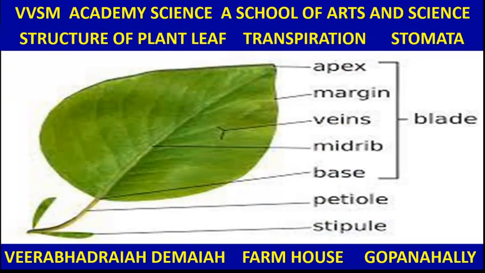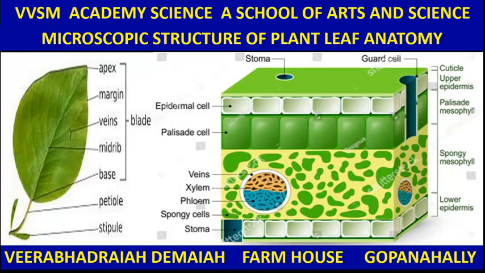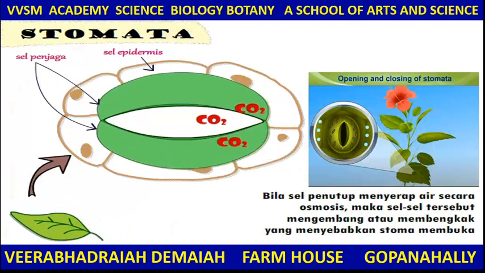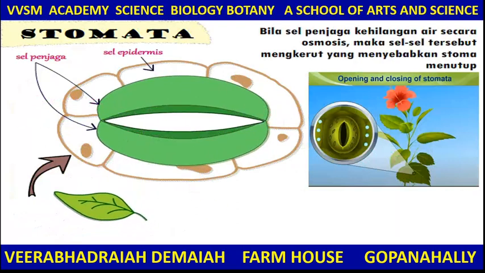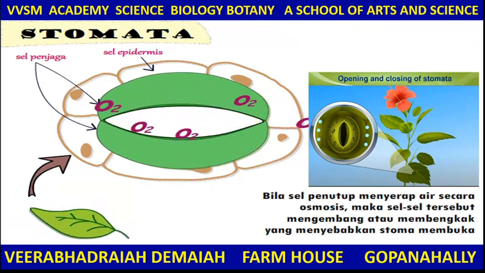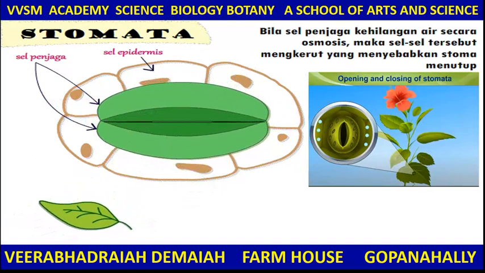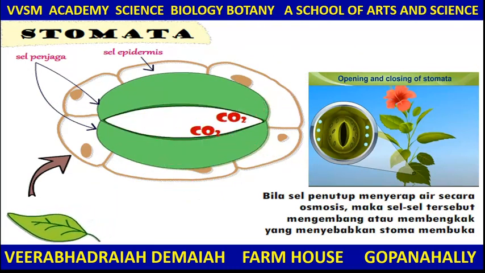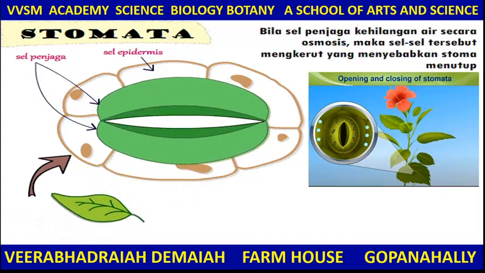The anatomy of the plant is also important in transportation in plants. This is leaf anatomy. We will discuss leaf anatomy well in detail. Stomata is an important organ in the leaf, where osmosis takes place. Carbon dioxide goes in and oxygen goes out along with water vapor.